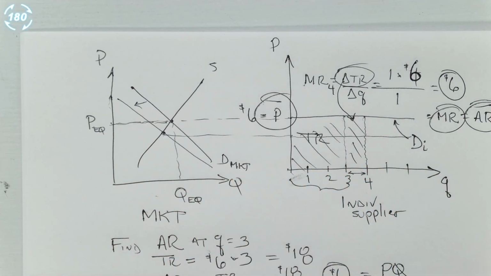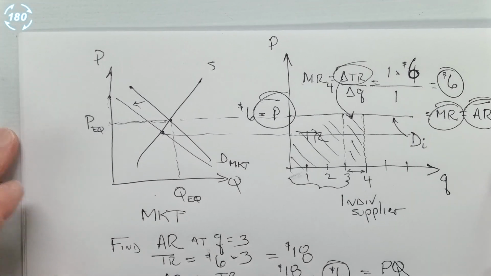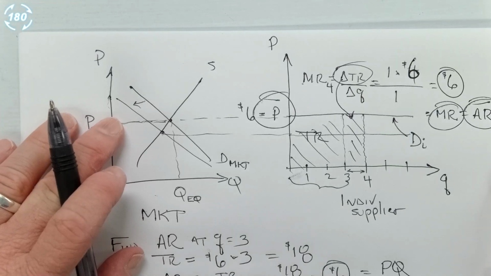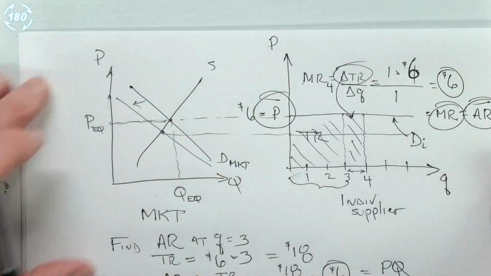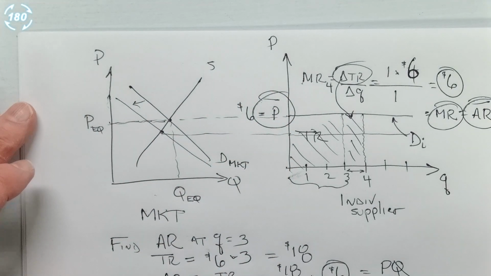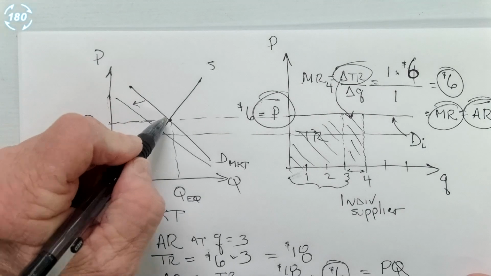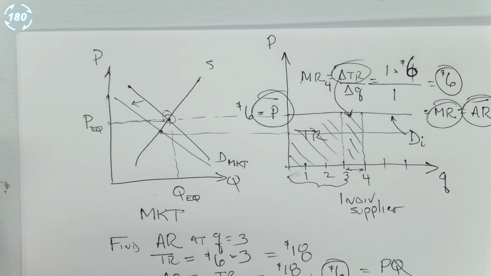So when you alter any of the determinants in the market over here, be it for supply or demand, you're going to alter the position of the individual demand curve. That's important. That's going to be important for us to see here just a little bit. In particular, we're going to use this fact. If we go back to our original situation, this is a perfectly competitive industry.